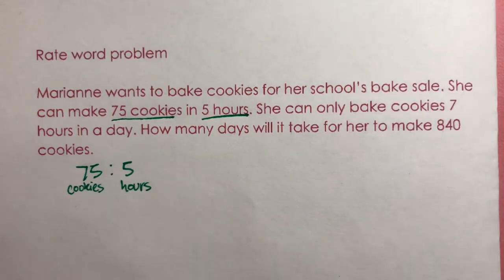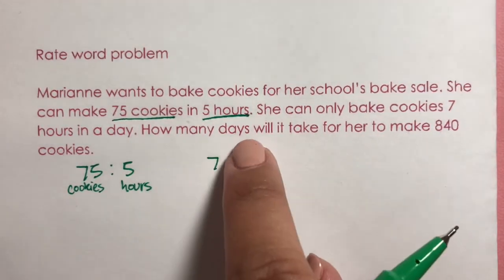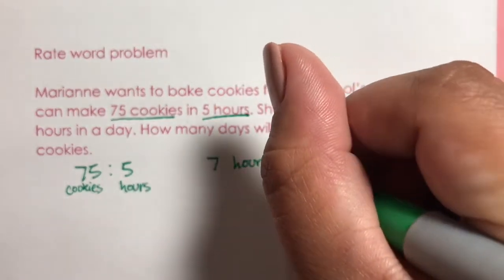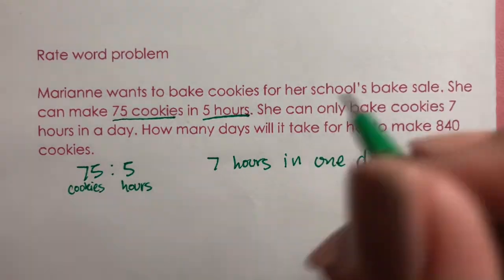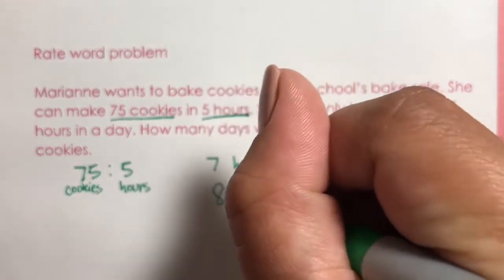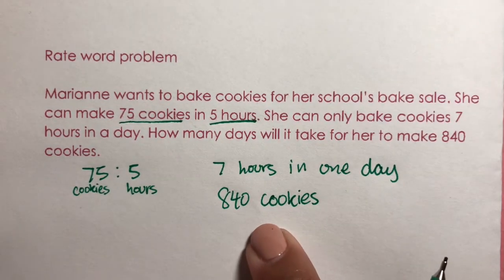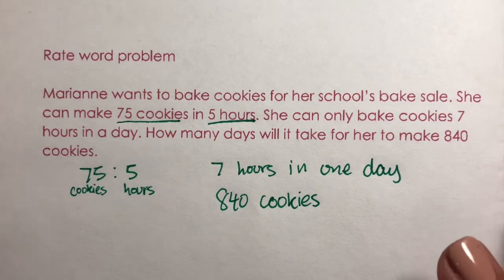But she can only bake cookies 7 hours in a day. She can't be baking the entire day. She can't bake 24 hours a day. She can only bake 7 hours in one day. That is important information, because we need to know how many days it will take for her to make 840 cookies. So 7 hours in one day, and she needs to make 840 cookies, and they want to know how many days it will take.